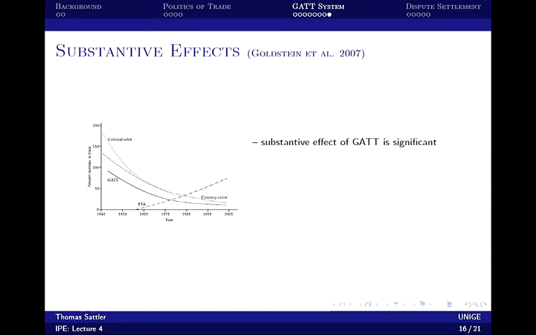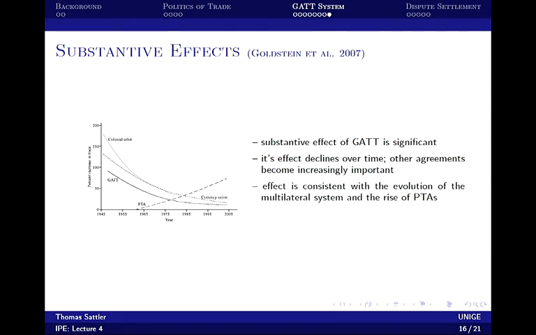So the substantive effect of the GATT is significant. Its effect declines over time. And the effect is consistent with the evolution of the multilateral trading system and the rise of preferential trade agreements. So this is the effect of the GATT in general. So let's look at how the GATT or the World Trade Organization functions and how it actually produces these effects.